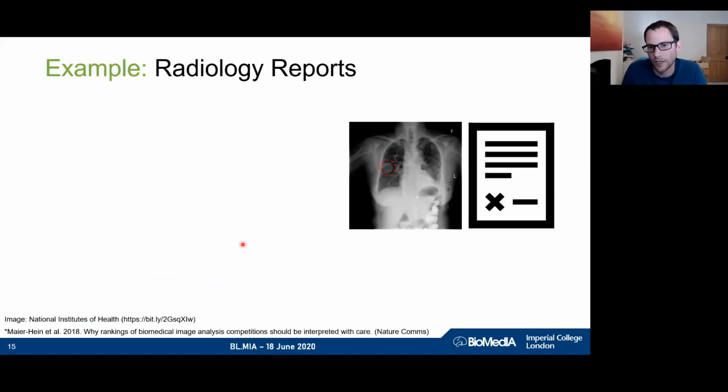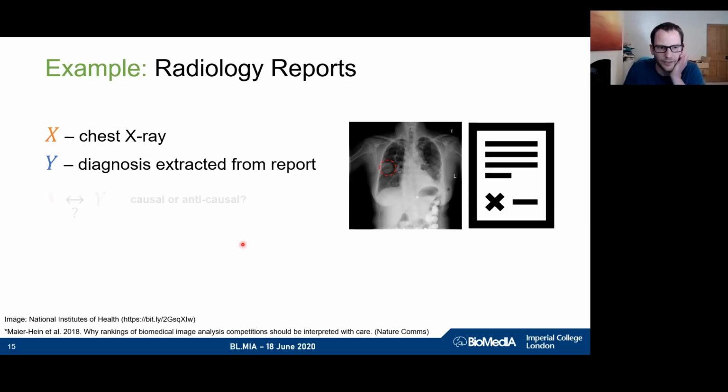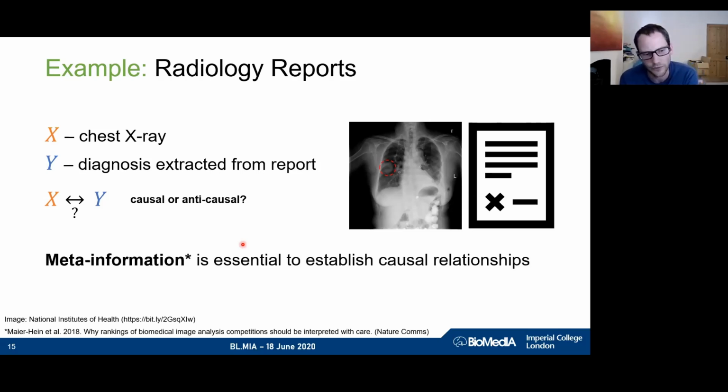Then we argued that there are some cases where it's really difficult to make up your mind whether it's causal or anti-causal. So an example is chest X-ray, and you have your diagnostic labels extracted from a report. Let's say even using maybe something like natural language processing. That's a little bit tricky because you don't really know where that diagnosis is coming from. It could be derived from the image. Then you could argue it's a causal direction. But maybe the label is actually coming from another blood test, a lab test, something that's even more important than the image. Maybe then it's the other way around. So what we argue is that you need meta information. You need information about the data generating process. You need to know exactly where those labels come from in order to establish the causal relationship.